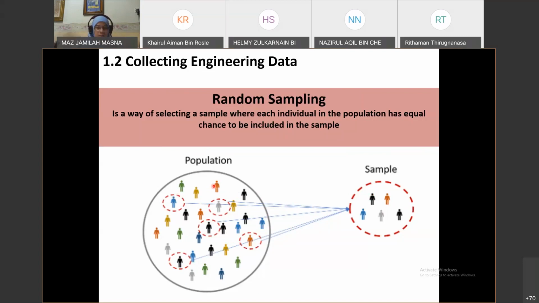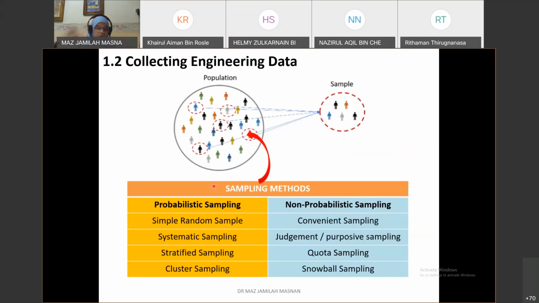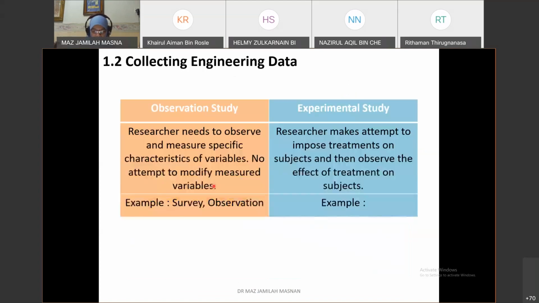Of course there are procedures related to this, but I'm not going to discuss this in detail. There are a few sampling methods, so just look at them on your own. Then further details for your observational study and experimental study. What about observation? What about experimental?